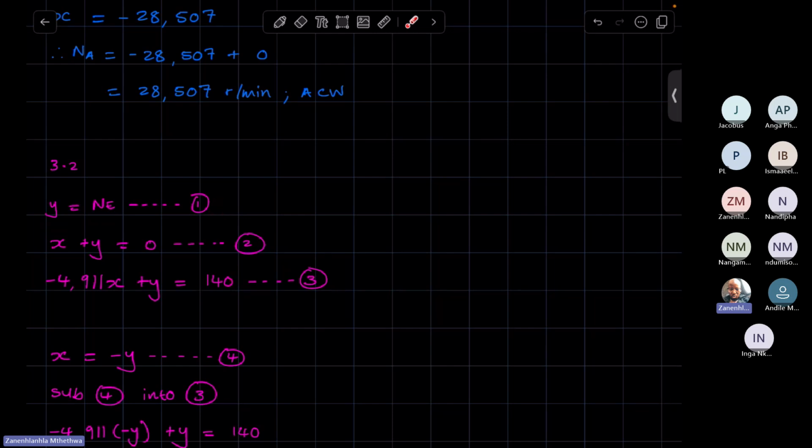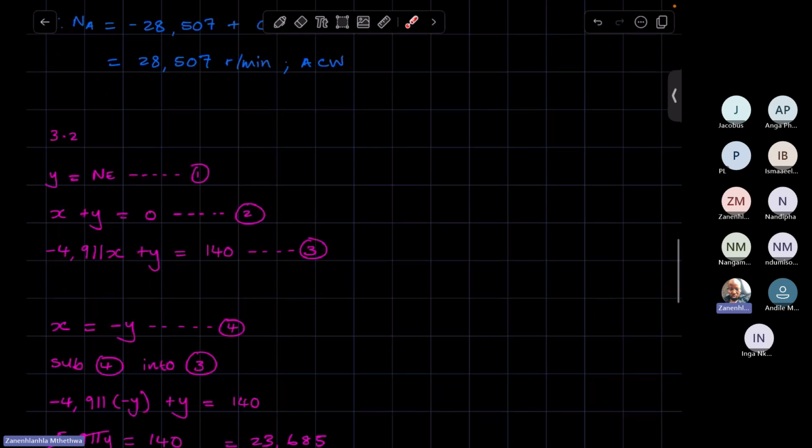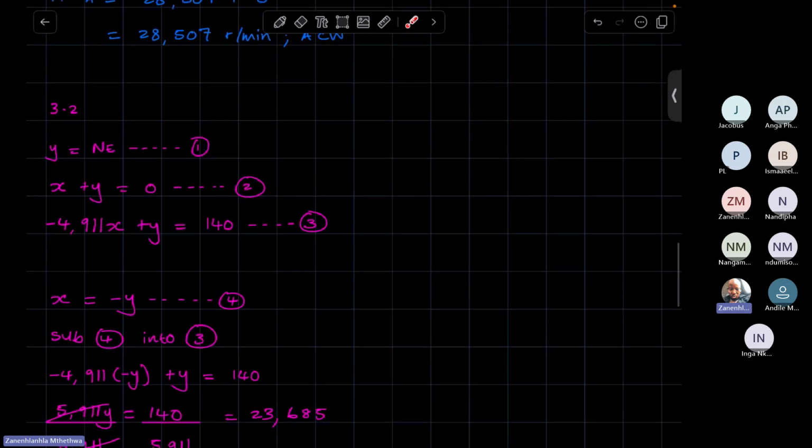Now, from the three equations, you identify what you are looking for. We are looking for NE. To get NE, we need the value of Y. We do not necessarily need the value of X here. We just need the value of Y. So the quickest way to do this would be to express X in terms of Y, so that you'll only have one unknown, which will be Y. So you formulate a fourth equation by expressing X in terms of Y. So X will be equal to negative Y. That you take as your fourth equation.